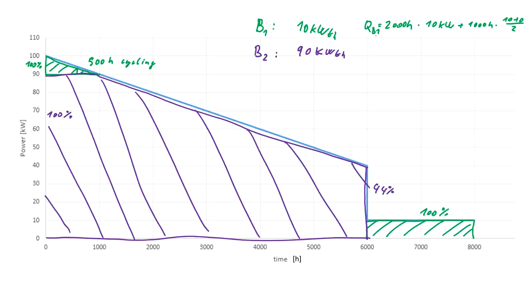So the heat provided by the boiler 1 is 25,000 kilowatt hours, 25 megawatt hours, and the average load of this boiler 1 would be the heat provided by the boiler 1 divided by the period of its operation.